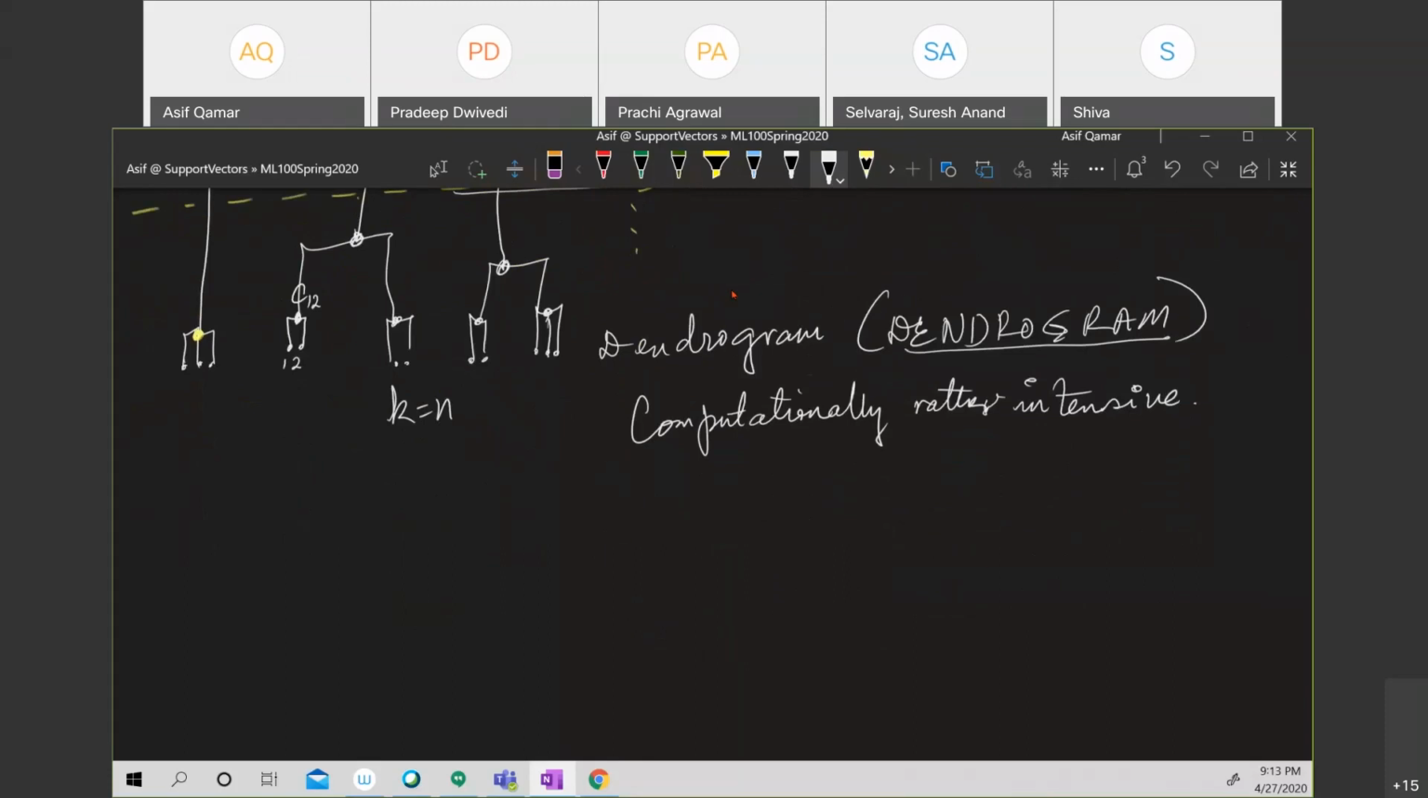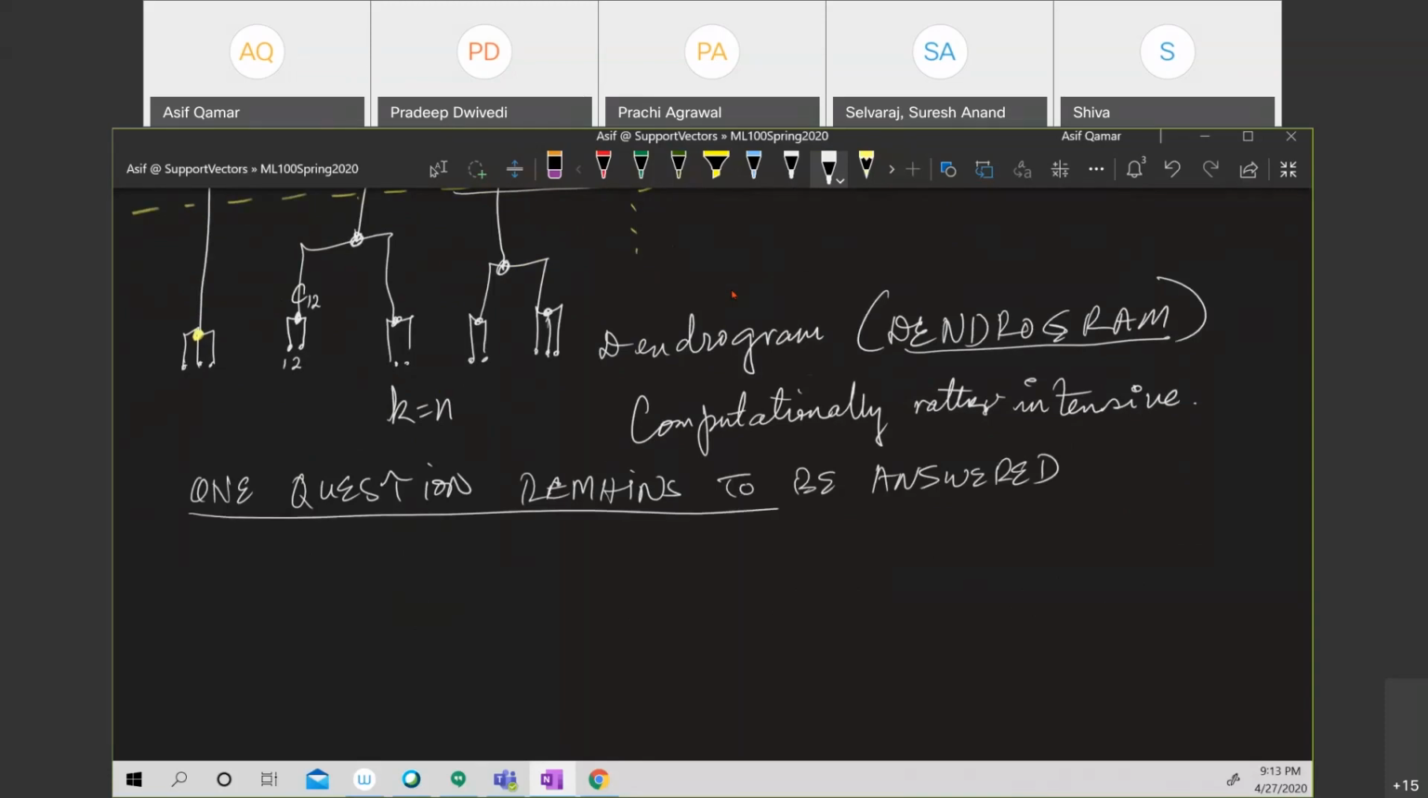So that is dendrogram. But it leaves one question unanswered. Which is, what question is that? When you merge a cluster, let us say that I take these 3 points, and here is a point xi. At some point I merge this cluster, it becomes this. What is the distance of point xi to this cluster?